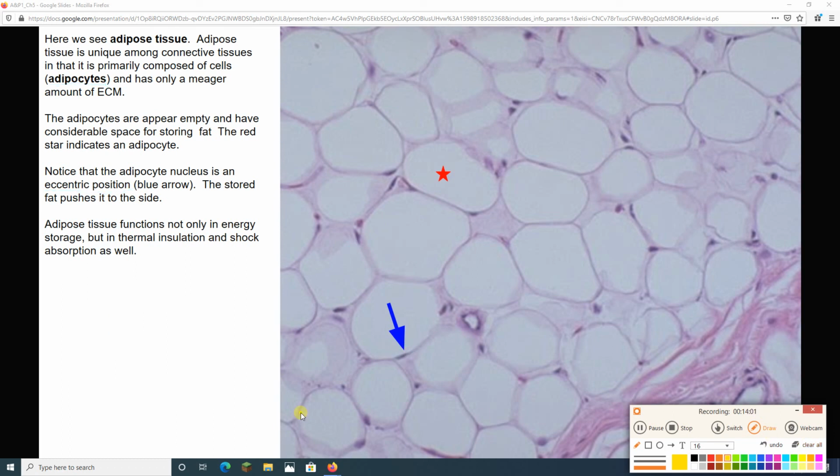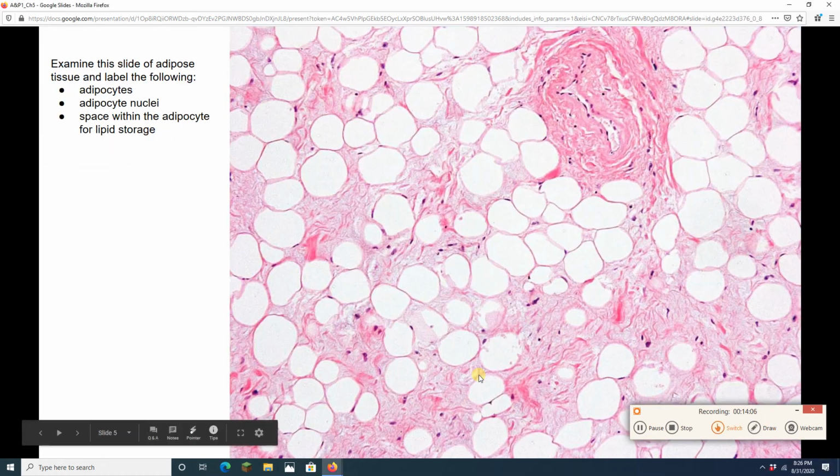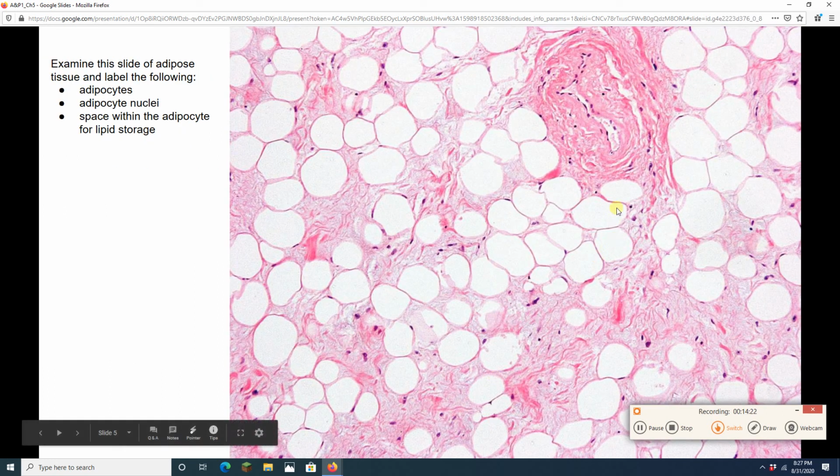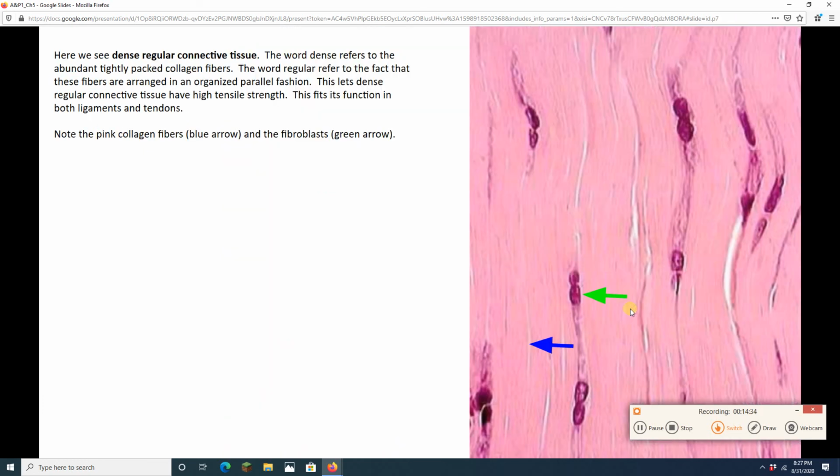Good. Let's go on to the next slide. There we go. All right, another situation where I want you to find me adipocytes, find me some nuclei of those adipocytes, find me the space inside the adipocyte as well. And just in case you were wondering, this is a blood vessel right up here. If you're like, what's that thing? That's a blood vessel. All right, 2 connective tissues down. 2 to go. We're halfway done, guys.